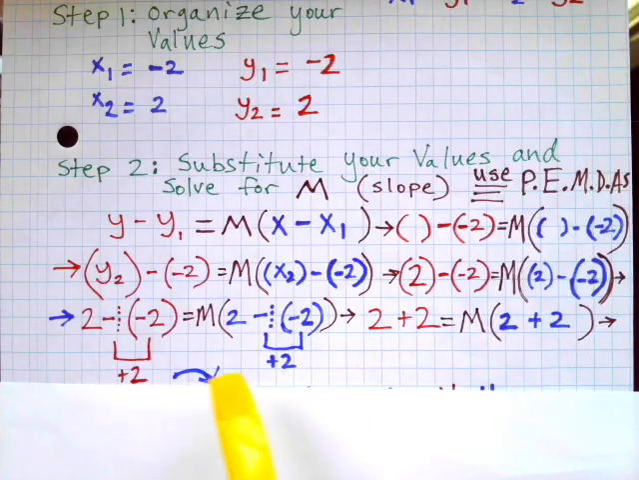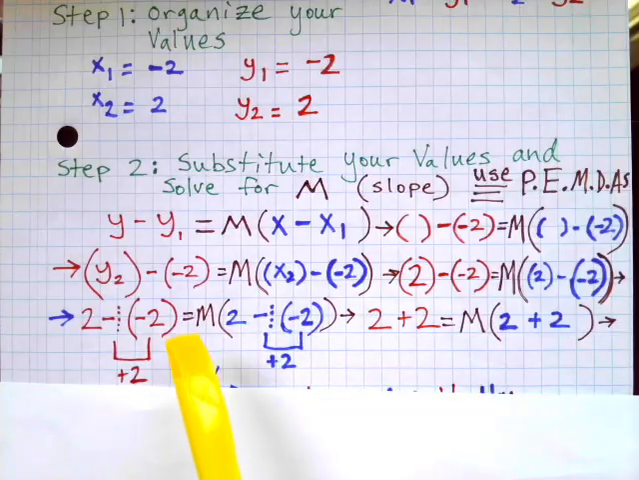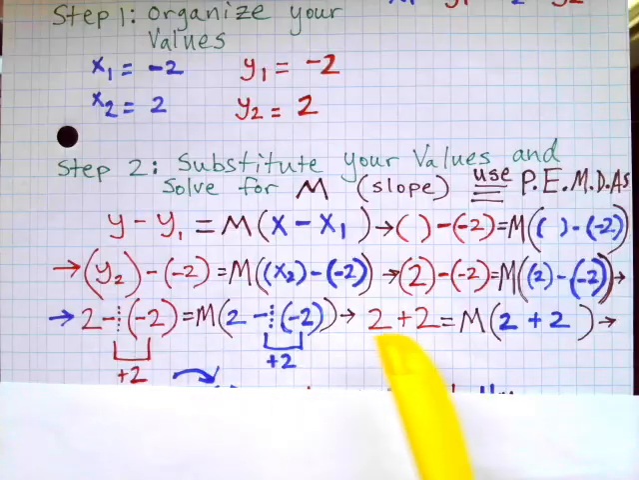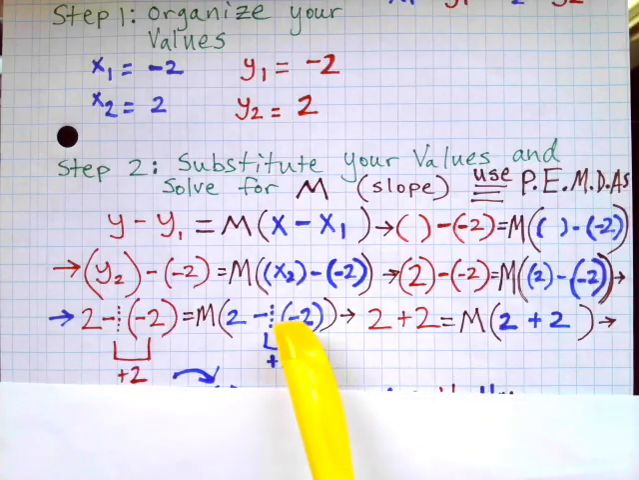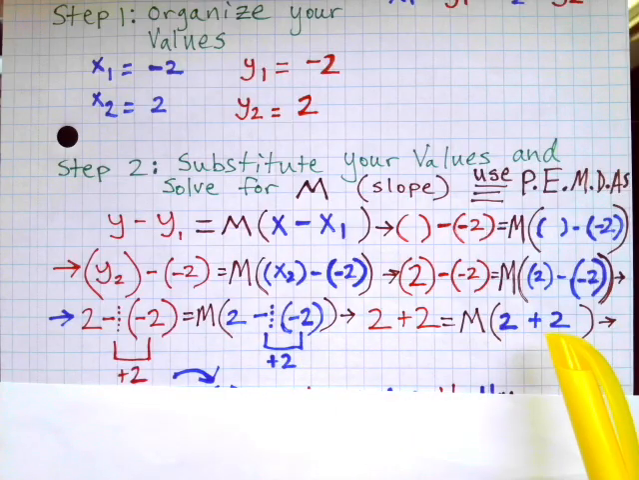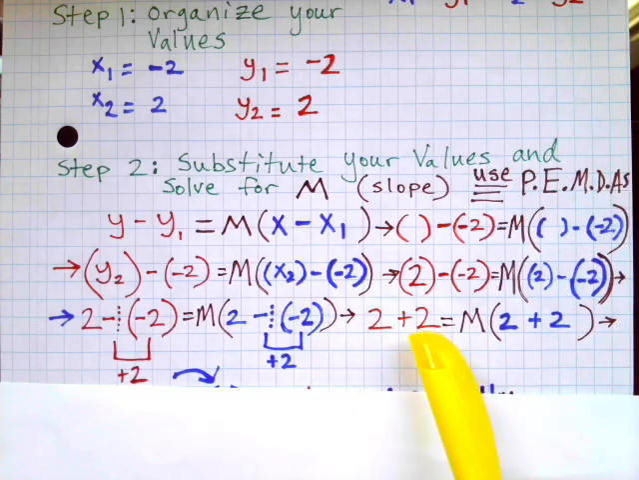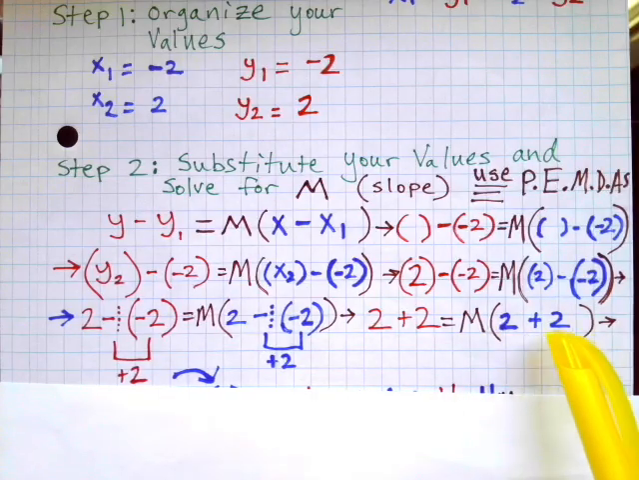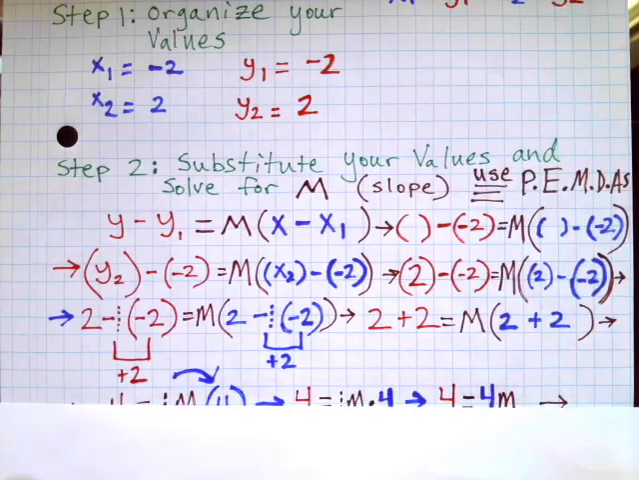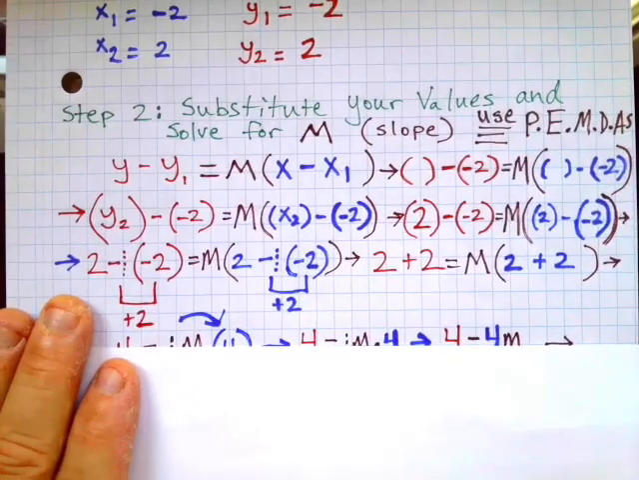So I'm just going to rewrite this: 2 plus 2 equals m times 2 plus 2, right? That's the 2 here. That's the 2 here. Negative and the negative make a positive 2, and I'm showing you that here. So this is simplified. I'm going to add 2 plus 2, which gives me 4, equals m times the quantity of 2 times 2, which will give me 4. And I'm showing that to you here in this next step.